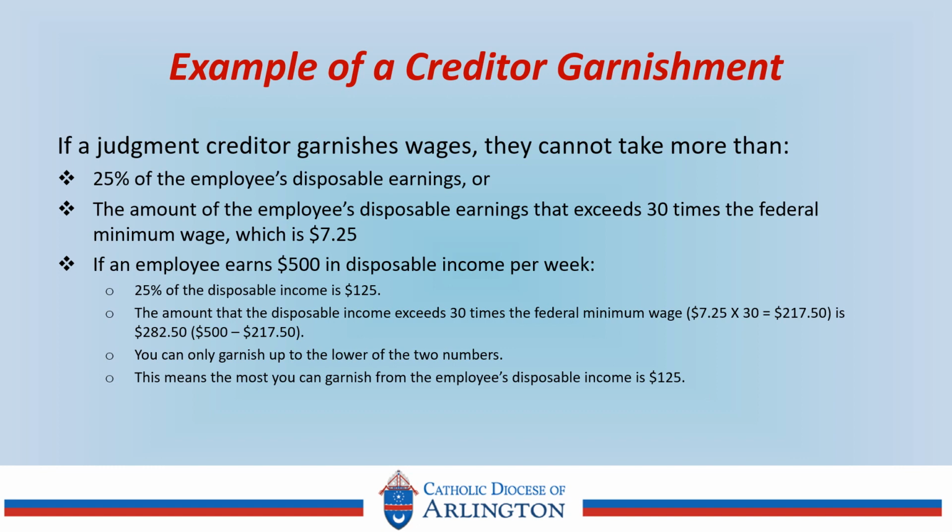The amount that exceeds 30 times the federal minimum wage is $217.50. Therefore, the most that can be garnished from the employee's wages is $125, which is the lesser of the two.